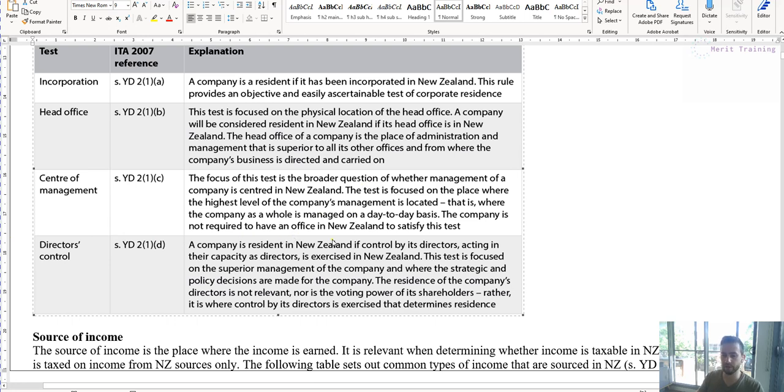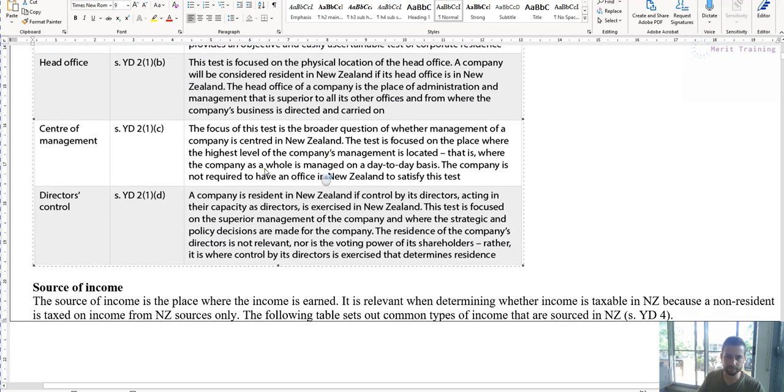And you might be able to prove that by saying you've got local employees, a local CEO, a local exec team and management team, a certain number of staff in the country, therefore the management is deemed to be at the local level. So it's a bit of a grey area. Next one is directors' control. A company is a resident of New Zealand if its control by directors, acting in their capacity as directors, is exercised in New Zealand.